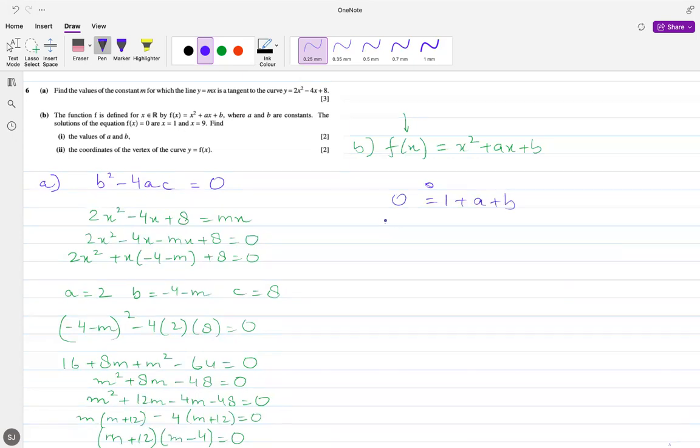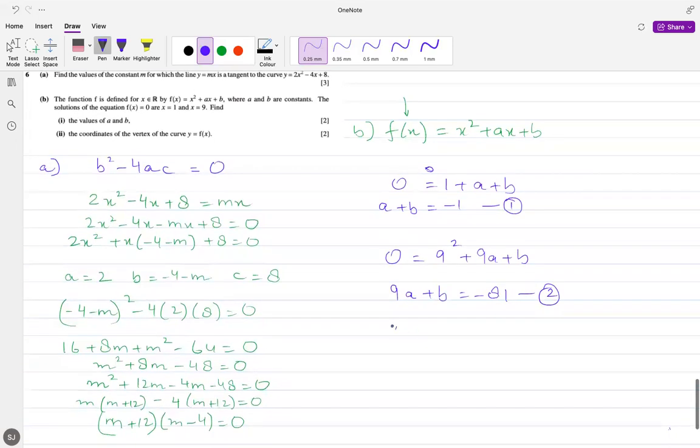So the first equation will be a plus b equals minus 1. Now substituting x equals 9, we'll get 9 squared plus 9a plus b, and that will also be equal to 0. Simplifying this, we'll get 9a plus b equals minus 81. So this was the first equation, and this was the second equation. As in the first part, we have to find the values of a and b. We'll solve the two equations simultaneously.